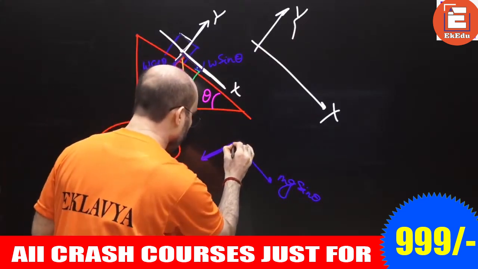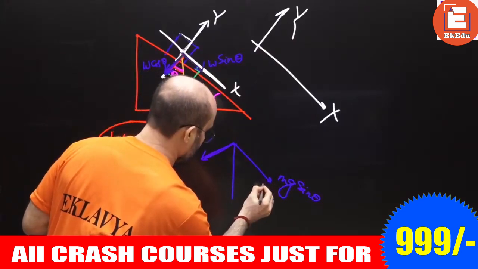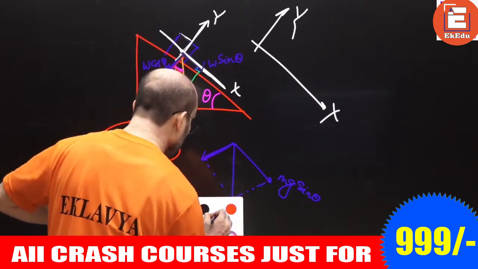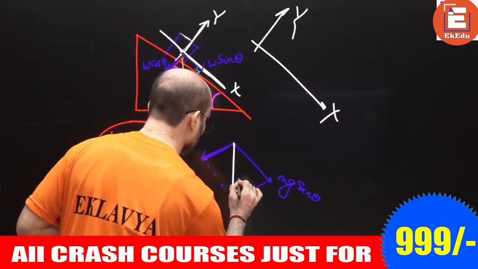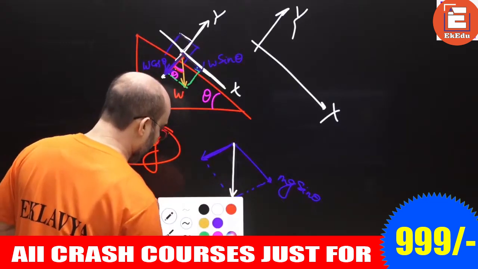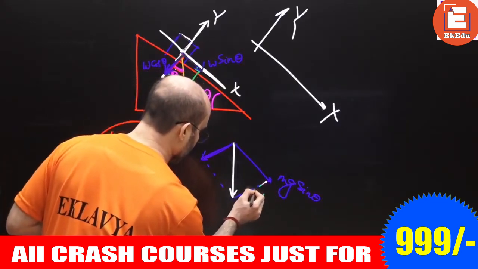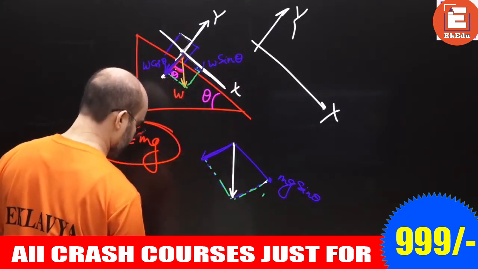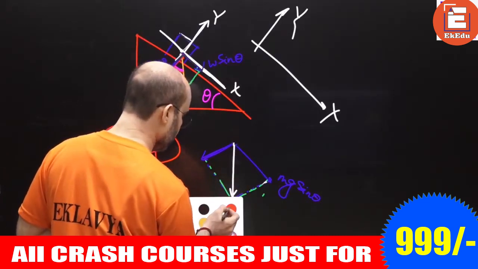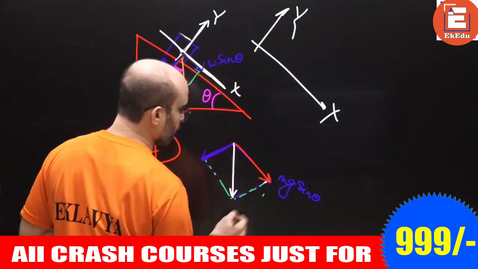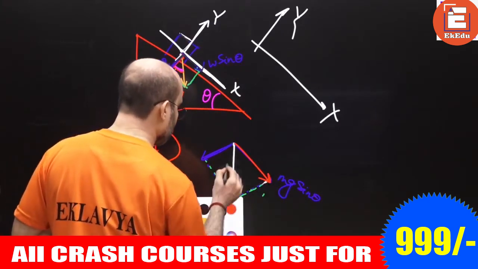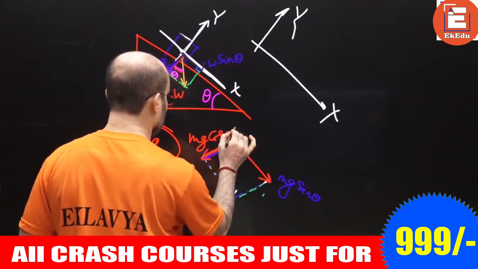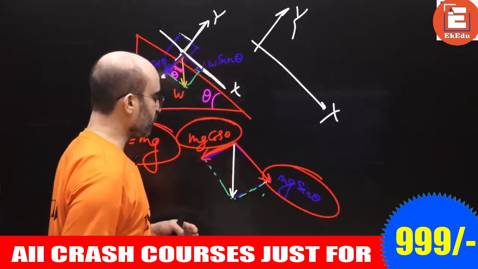Okay, so we have this. We need to draw like this. This is the weight, and these are the two components. How to get these two components? We have drawn a perpendicular on the x-axis and the y-axis. So this will be mg sin theta, and this will be mg cos theta. Mg sin theta, mg cos theta.